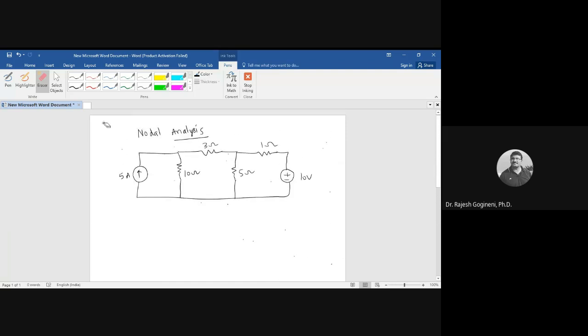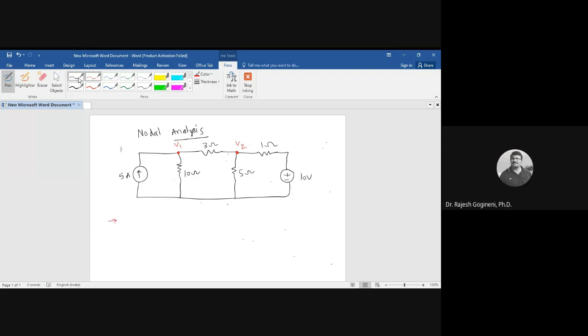Okay, take the reference node. Two nodes. This is A or node 1 where the voltage is V1, and one more node 2 where the voltage is V2. Right? Now write the equations. Write the KCL equation. Yes, tell me what is the first one? KCL at node 1.